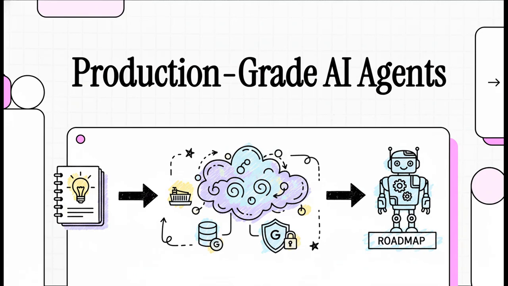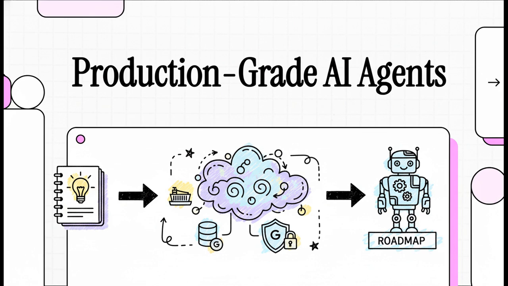So, you've done it. You've built an AI agent prototype. The demo is a huge hit, it works like a charm in your notebook, and everyone's excited. But now what? How do you actually take that amazing but fragile experiment and turn it into a real, scalable, reliable product that people can depend on? That jump right there, that's the chasm every single developer has to cross.